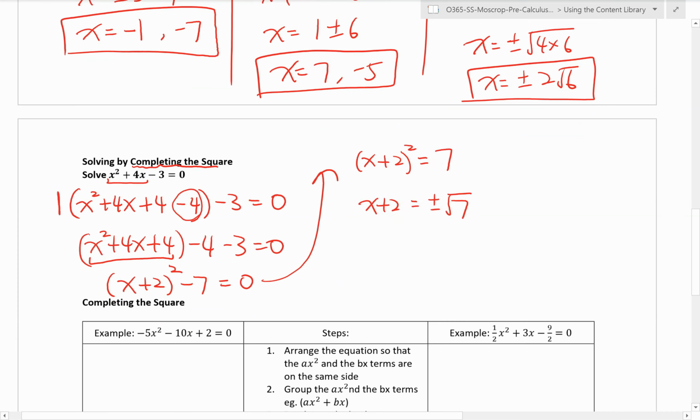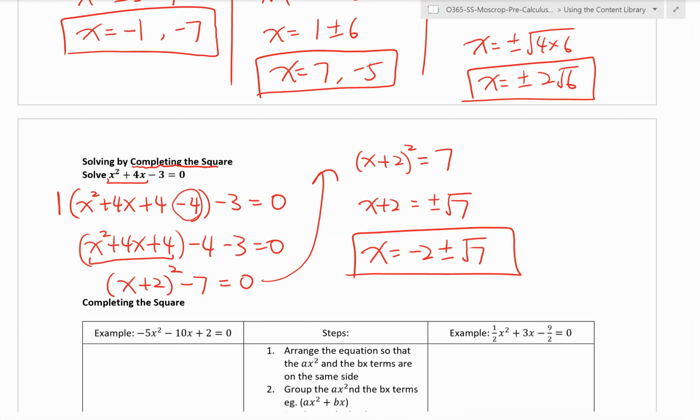Finally, we can solve for x by moving the 2 to the right. So you get -2 plus minus root 7. And there is your final answer. Okay, you have two solutions, either -2 plus root 7 or -2 minus root 7.